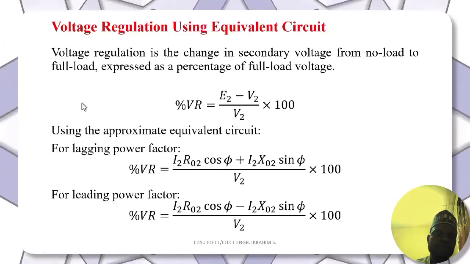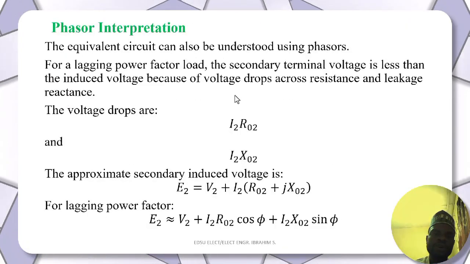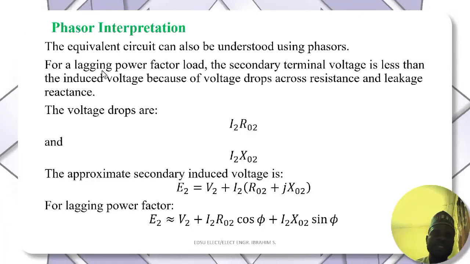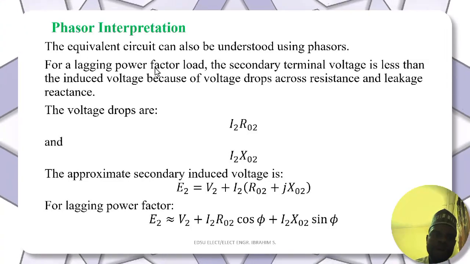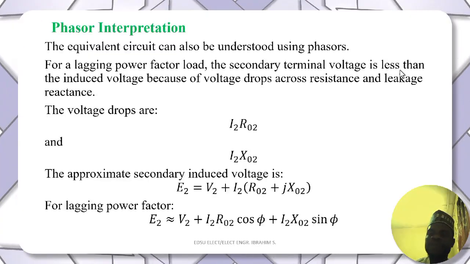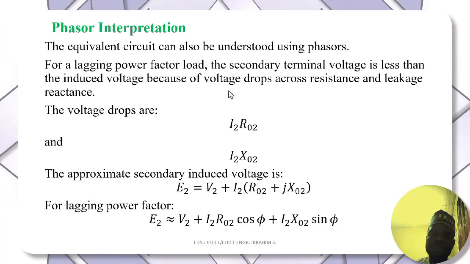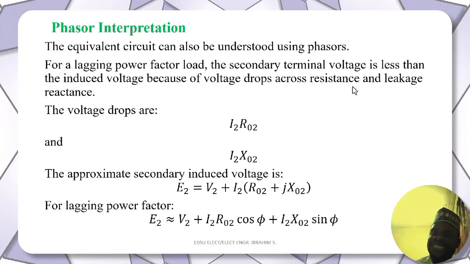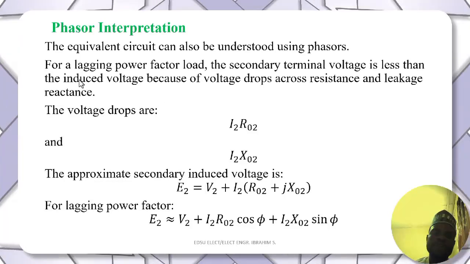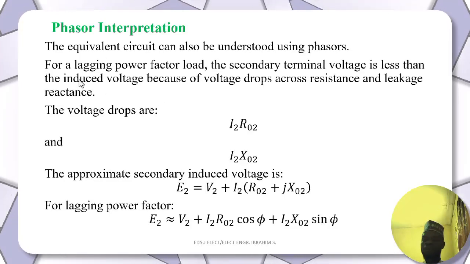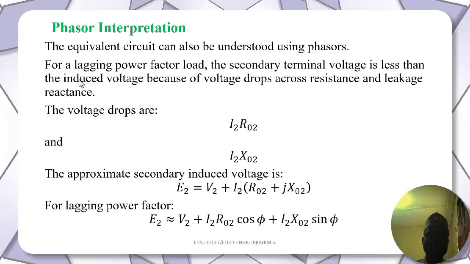Now we'll be discussing the phasor representation, phasor interpretation of the equivalent circuit. So the equivalent circuit can also be understood using phasor. For a lagging power factor load, the secondary terminal voltage is less than the induced voltage, right? For a lagging power factor. This is because of the voltage drop across resistance and leakage reactance. And don't forget, the power factor is usually lagging because the load is inductive in nature.